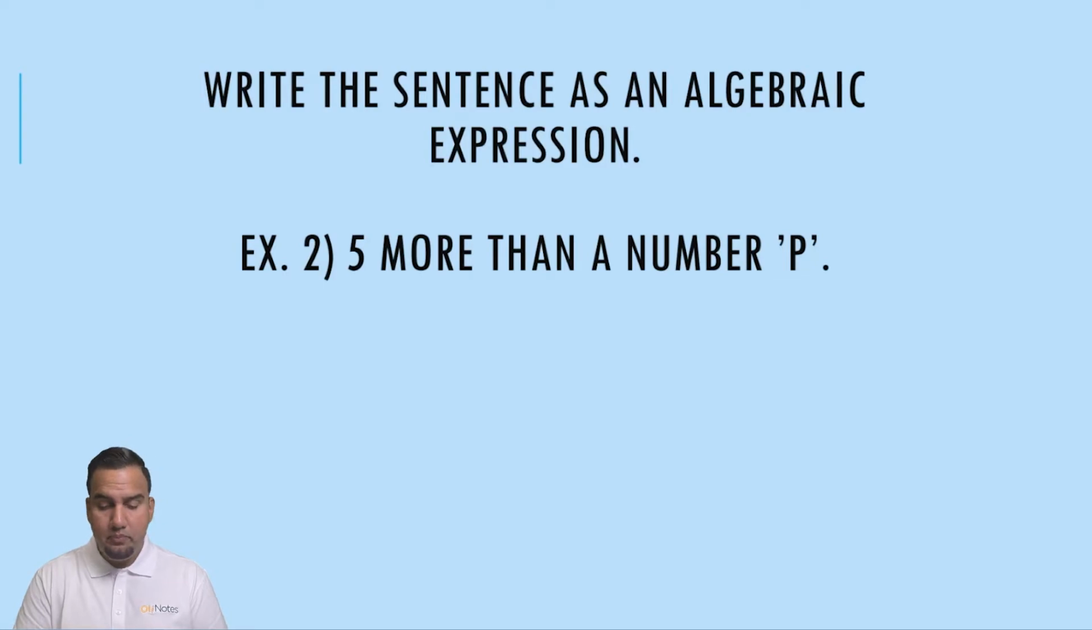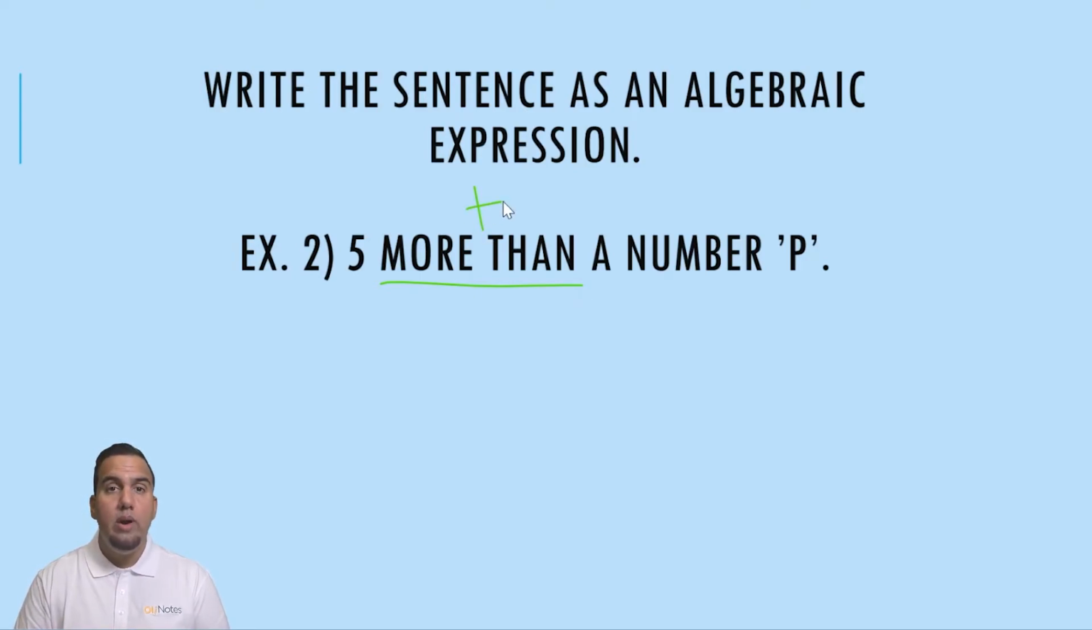Let's get started. 5 more than a number p. So once again, 5 more than a number p. You're going to notice now that in the beginning of the problem is our constant, our number. But you're also going to notice the words "more than." What does "more than" represent? Hopefully you remember a few slides ago we said "more than" and "less than" are the words we want to know for addition and subtraction, and "more than" represents addition.